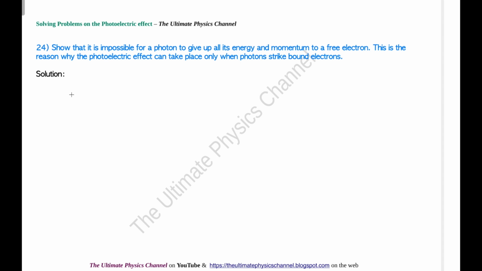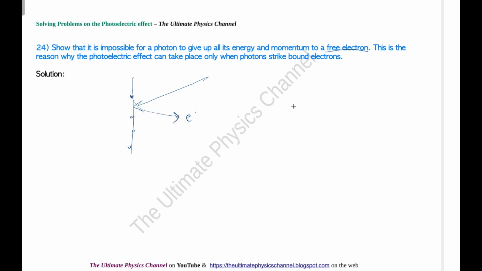Show that it is impossible for a photon to give up all its energy and momentum to a free electron. So in the photoelectric effect, the electrons are bound to the metal surface. They are part of the metal surface. And when light is incident upon the surface, electrons are ejected.